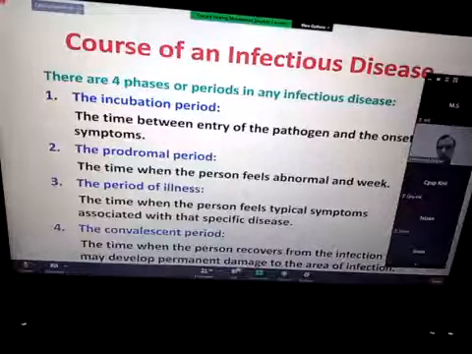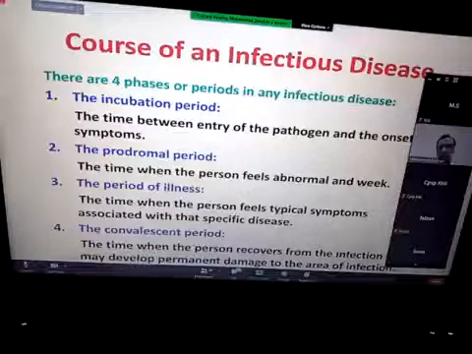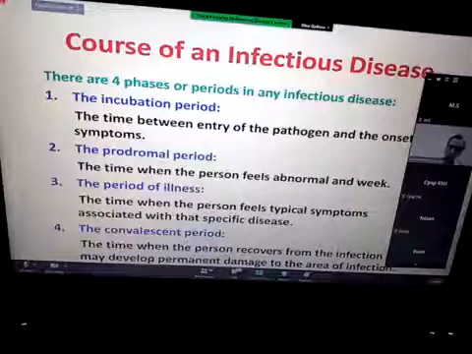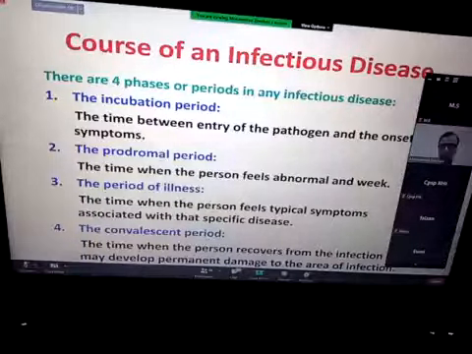This is the incubation time. Second is the prodromal period, the time when the person feels abnormal. The person does not feel well, feels unwell, and their health starts to deteriorate. That is the prodromal time.